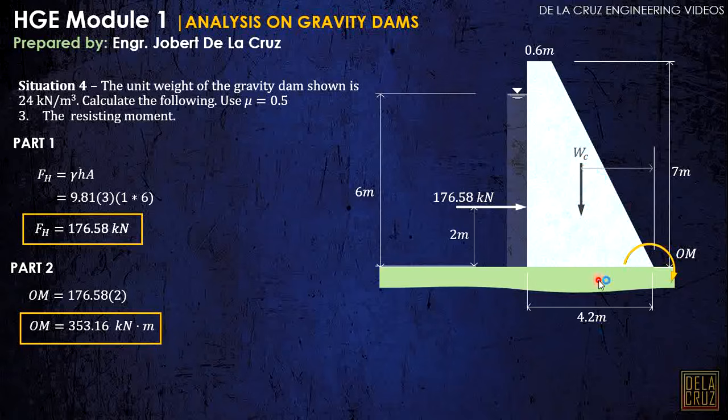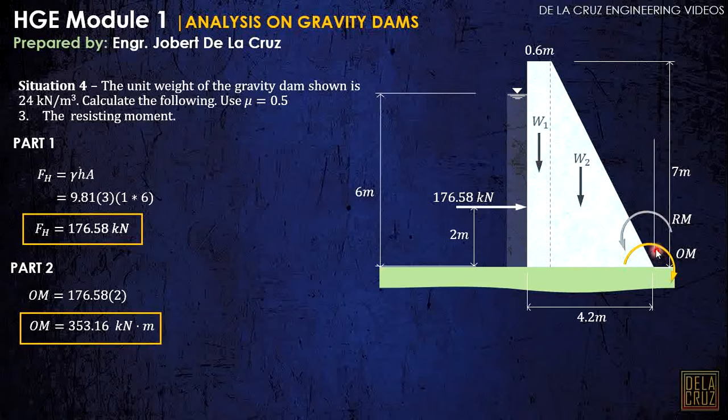Clear? But here, it is harder to get the distance. We will use Varignon's theorem. What we will do is divide our dam into simple polygons. By the way, this will be the resisting moment or stability moment. And we divide the dam like this. So we have a rectangular polygon and a triangular polygon. So we divide the weight like this. Let's call this W1 and let's call this W2.